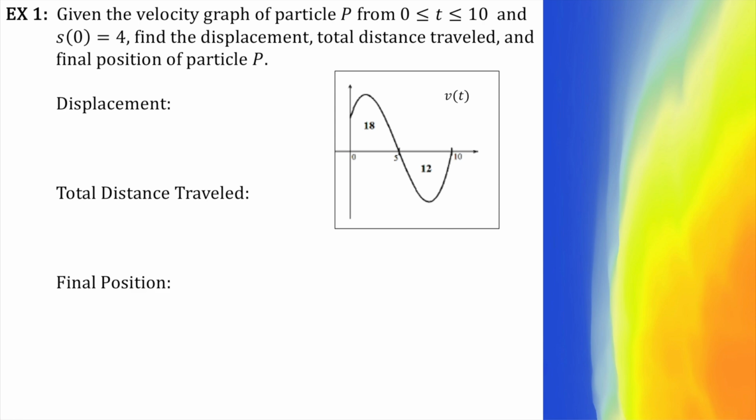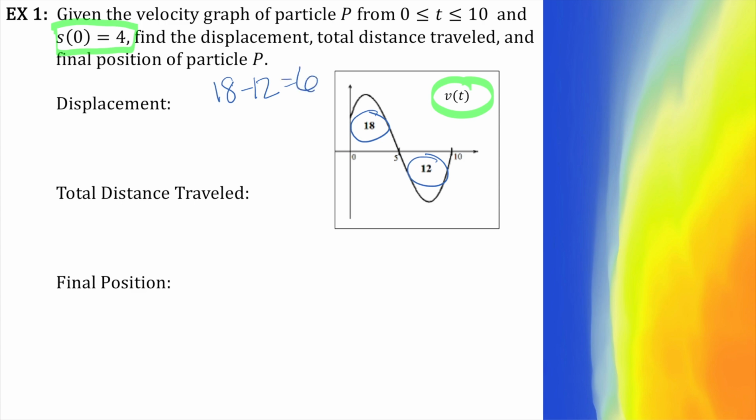Example 1, given the velocity graph of a particle P from time 0 to 10 and s of 0 equals 4. We have an initial condition there. We're going to find the displacement, the total distance traveled, and the final position of the particle. So first of all, the displacement. We've got a positive 18 and a negative 12. So that's 18 minus 12, which is 6.